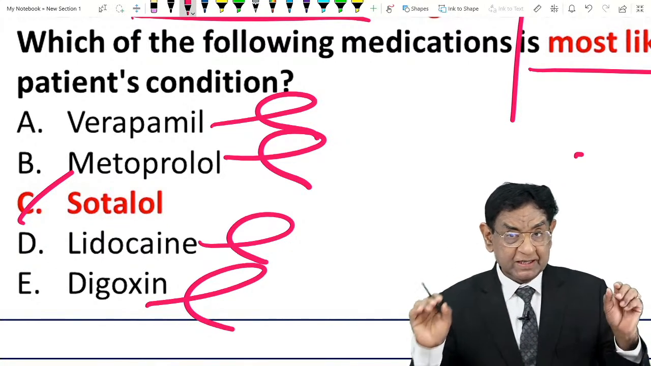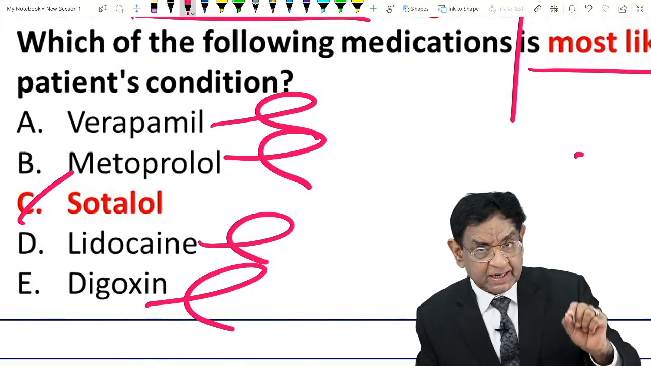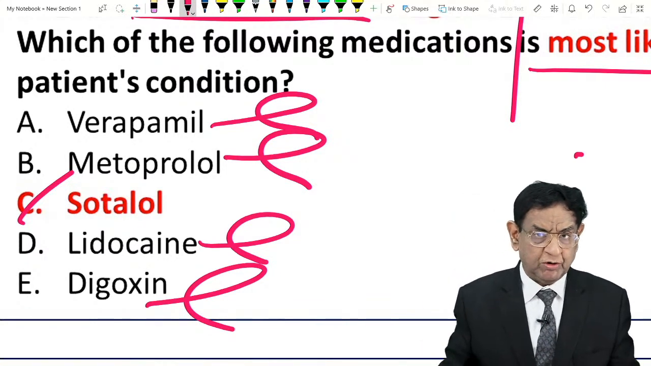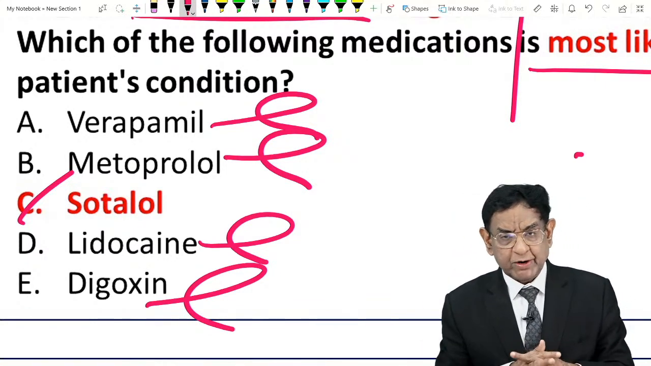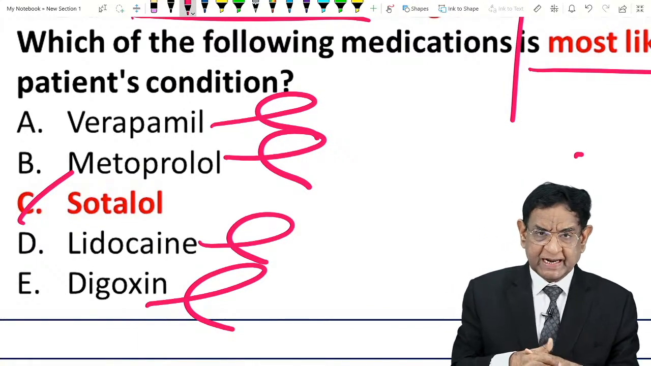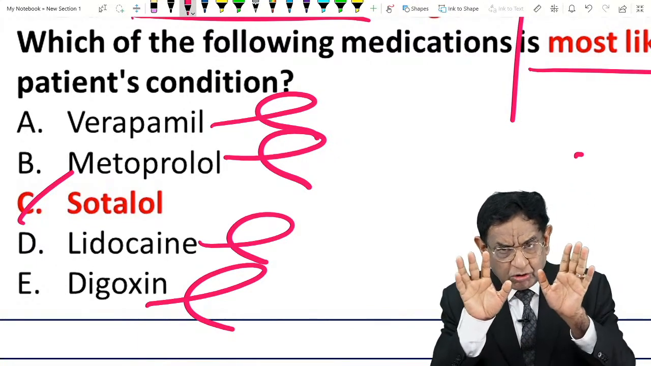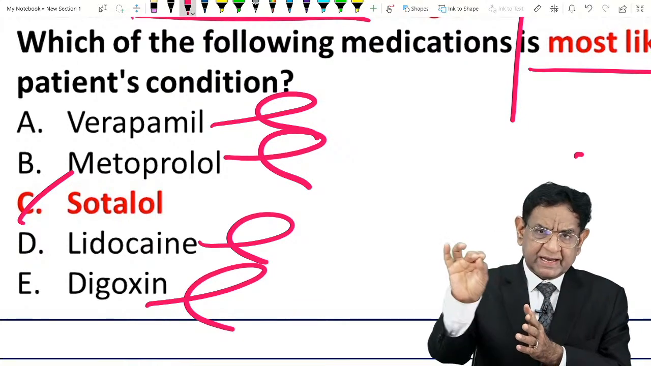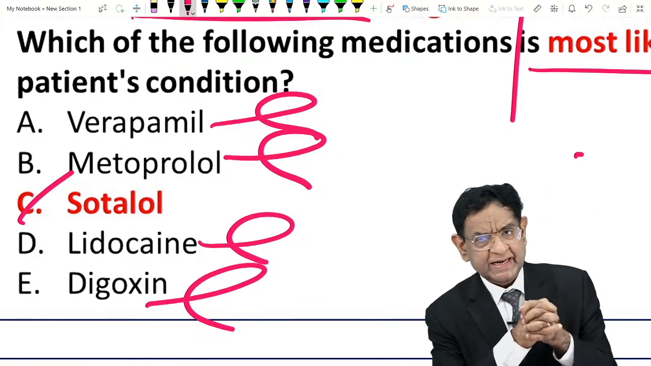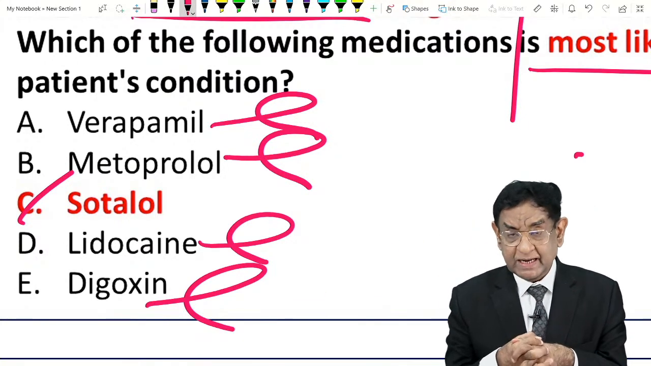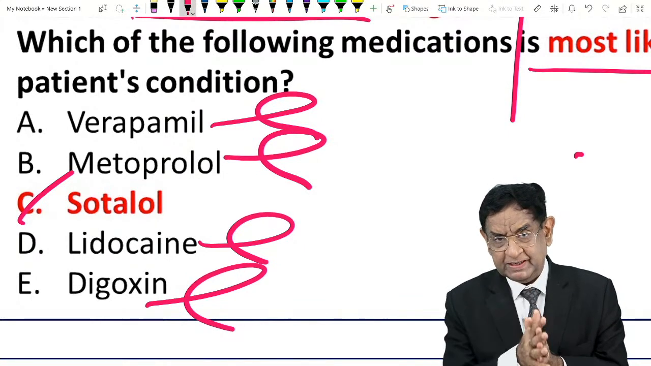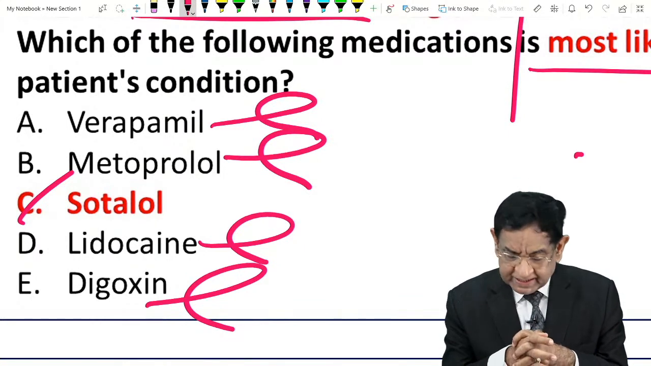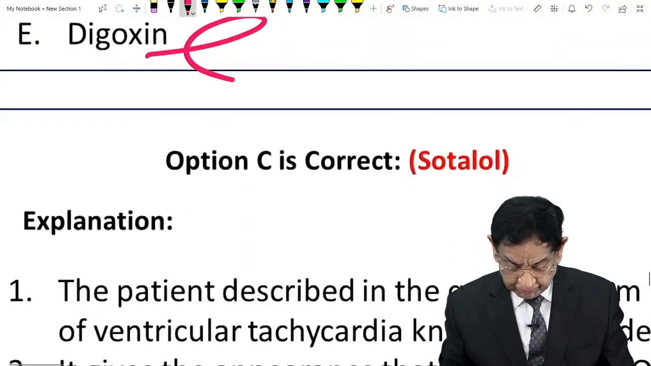Again, I mentioned there are so many drugs in class 3 also, including amiodarone, sotalol, dofetilide. Out of all these class 3 drugs, every drug can go to torsades de pointes except amiodarone. Point to be noted. Sotalol is class 3, but it can go to torsades de pointes. Okay.